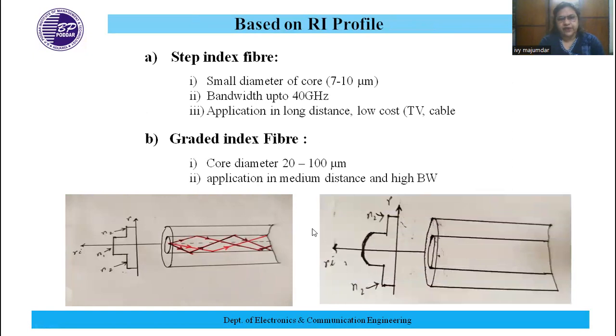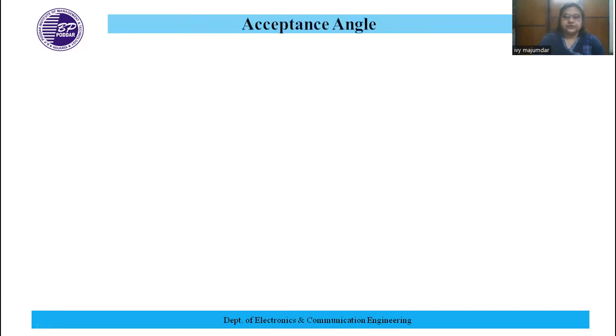For graded index fiber, the refractive index along the cladding will remain the same, equal to n2, but the refractive index profile within the core will vary from the axis to the core-cladding interface, and that profile may be parabolic or triangular, as I have shown here. So in this case, it will not be a step, and you can see their diameter and applications.